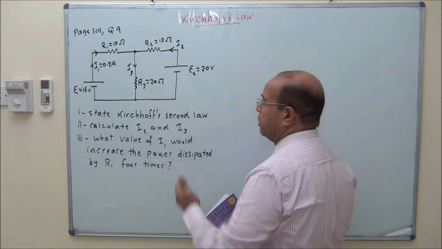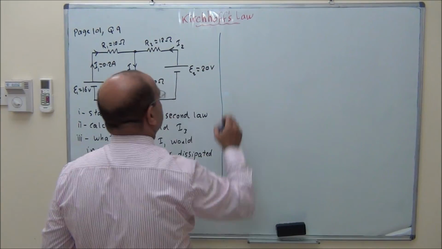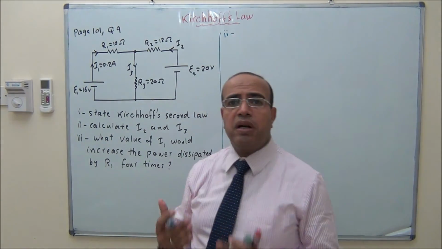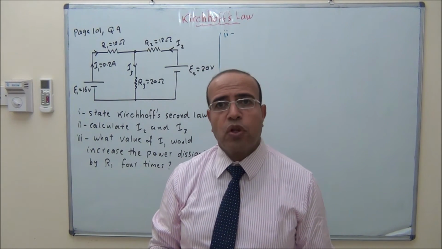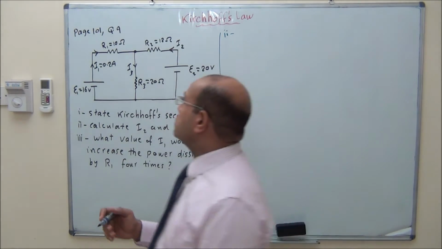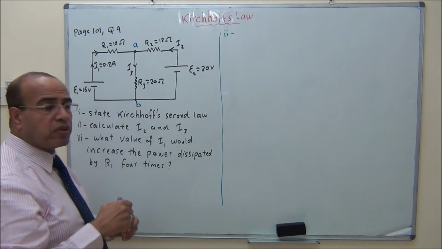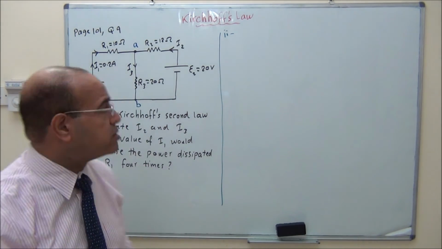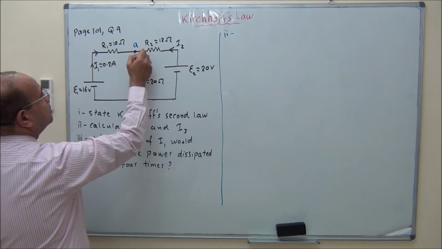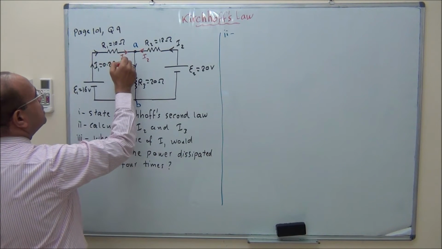The second part, calculate I2 and I3. Now, we calculate I2 and I3. For the second part, I2 and I3. First, we apply Kirchhoff's first law. We choose one point. At that point, we have the three currents. So, we can choose this point, point A, or this point, point B. Now, we check the direction of the currents. For here, at the point A, this is I2, so I2 it's in. And this is I1, I1 also is in.